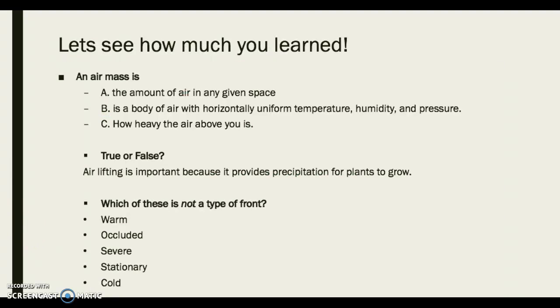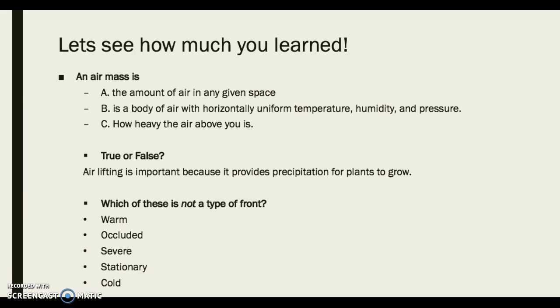So let's see what you've learned. This first question is multiple choice. It says an air mass is A, the amount of air in any given space, B, a body of air with horizontally uniform temperature, humidity, and pressure, or C, how heavy the air above you is. The correct answer is B. A body of air with horizontally uniform temperature, humidity, and pressure is referred to as an air mass.